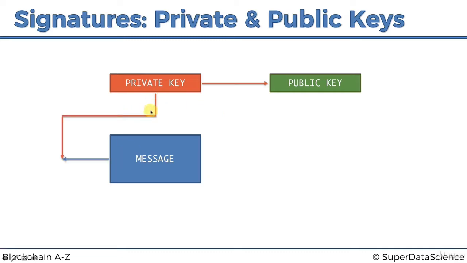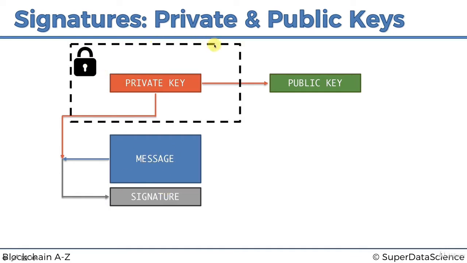Well, the private key is combined with the message, and together they generate a signature. So basically, the private key is used to sign the message, and only you know the private key. So this is the key component: only you know the private key, and therefore only this signature will be unique to you. And so this message will always go with this signature.